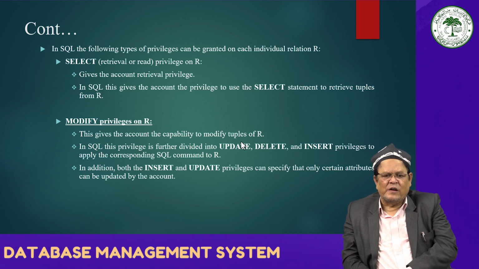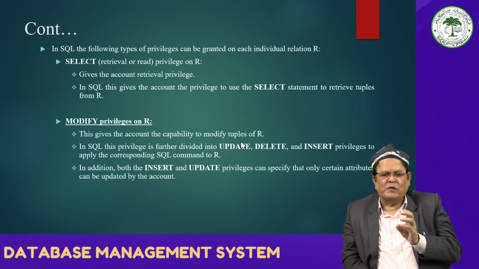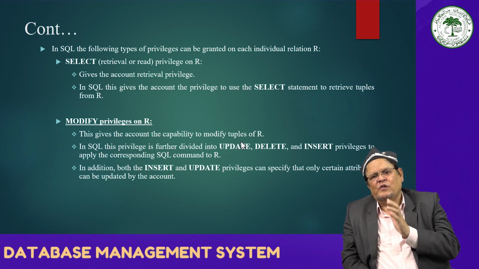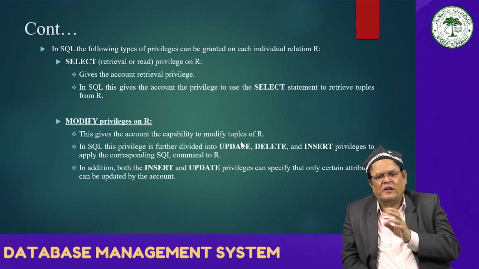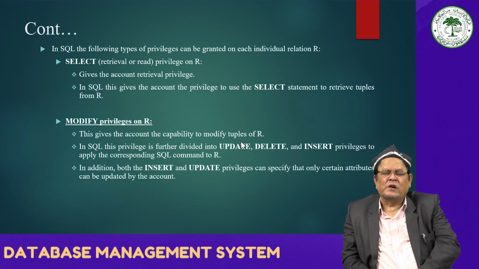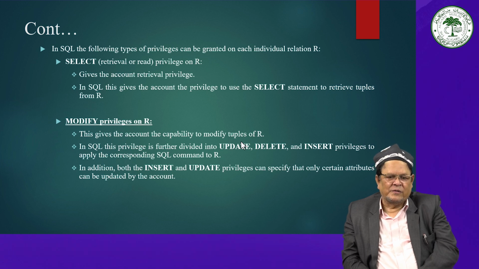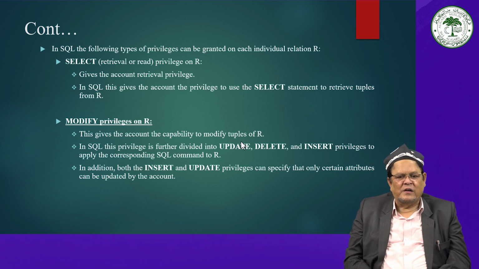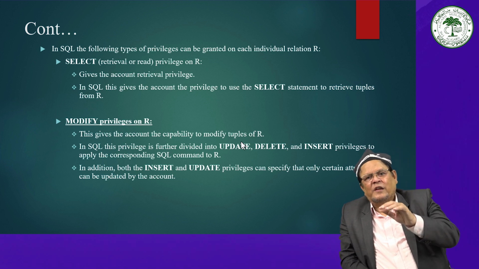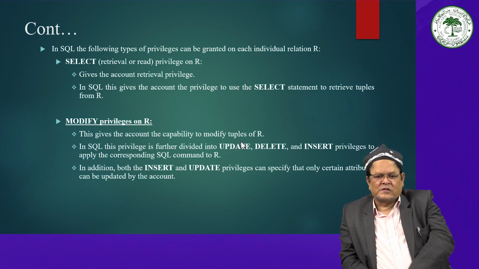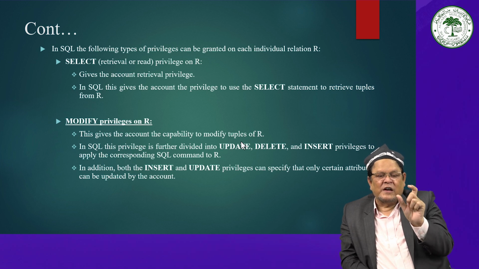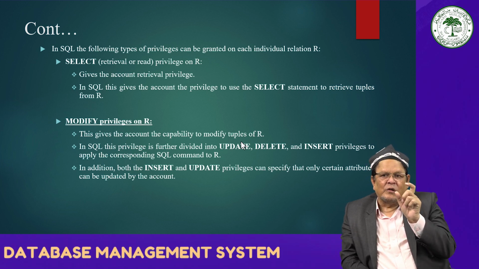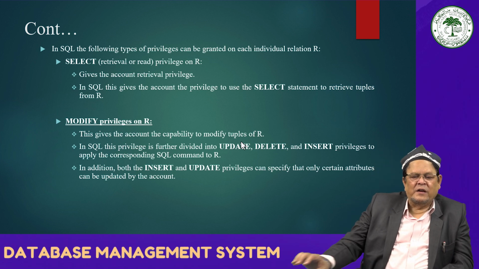In SQL, this privilege is further divided into what you modify. It means you can do update, deletion, and insertion, the three anomalies you have to certify. It may be update, delete, or insert privilege, applied on the corresponding SQL command on the relation. Also, both insert and update privilege can specify that only certain attributes can be updated on that account. You cannot update the primary key, whatever. So the privilege is given to specify that only certain attributes, on some particular columns, you can update.